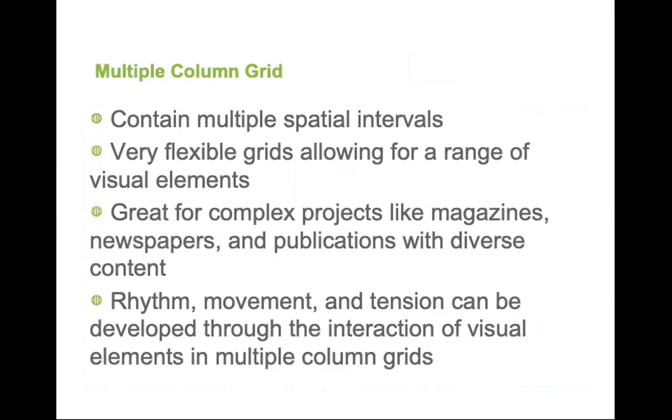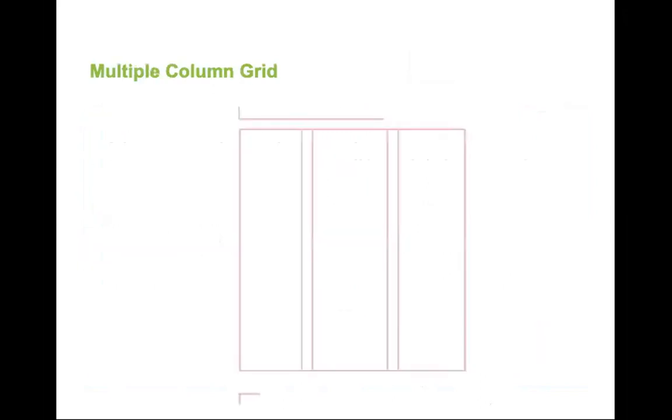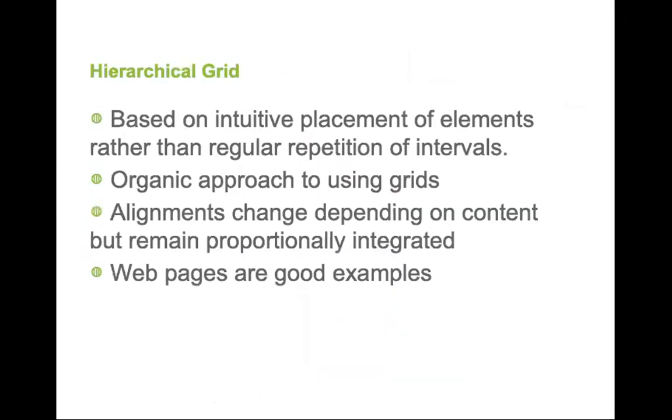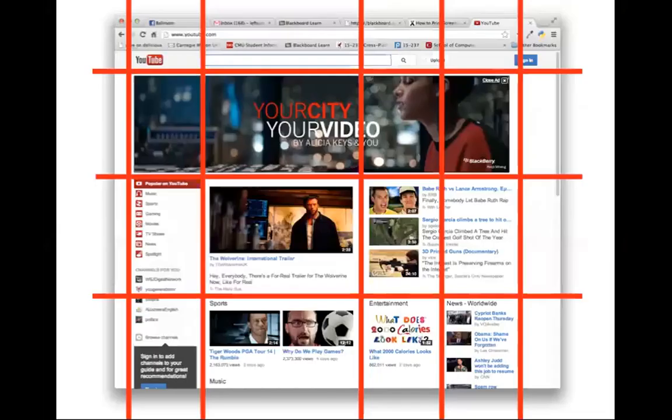Rhythm, movement, and tension can be developed through the interaction of visual elements in multiple column grids. You may have used this in your feature article. That's something you might want to bring up if you did. You have a hierarchical grid. It's based on intuitive placement of elements rather than regular repetition of intervals. It's more of an organic approach to using grids. Alignments change depending on content, but remain proportionately integrated. Web pages are great examples of this.